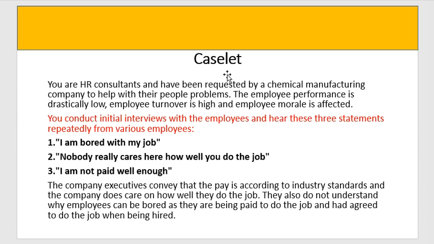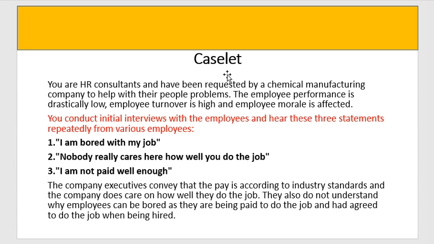Then they take the second one. Nobody here cares how well you do the job. They say again that is false. We're paying tons of money to get you guys here and analyze this because we care about how well these people do the job. We want to know what is wrong, right? So we wouldn't be paying you money if it was not so. So this is also wrong.